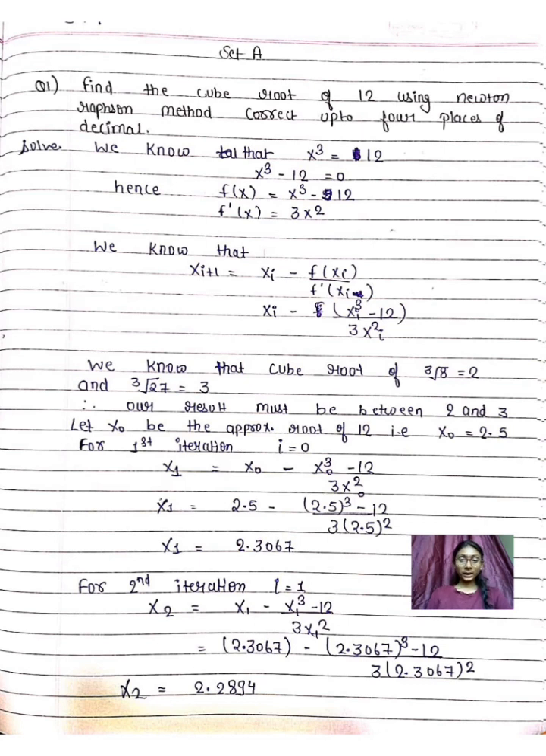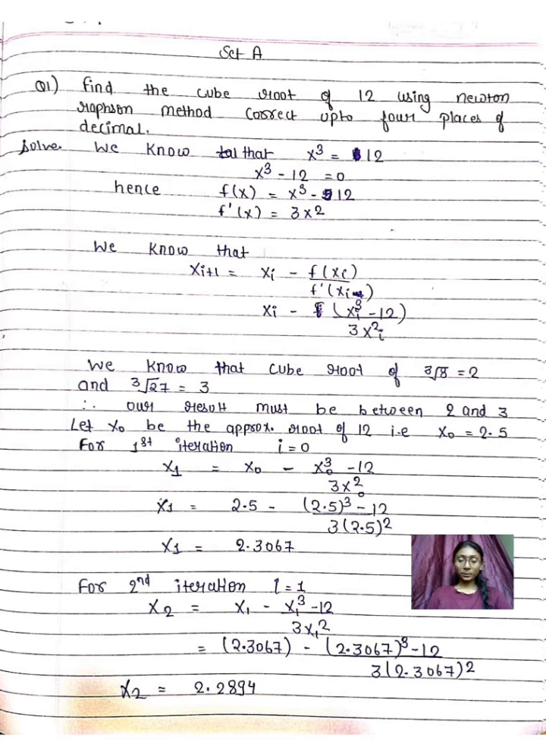From this question we can see that the equation is x cube minus 12 is equal to 0. Hence f(x) is equal to x cube minus 12 and f dash x is equal to 3x square, which is the differentiation of that equation. Now we know the Newton-Raphson formula: x(i+1) is equal to xi minus f of xi upon f dash of xi.